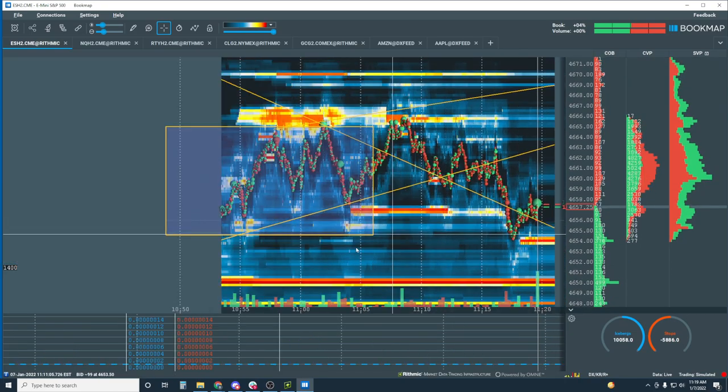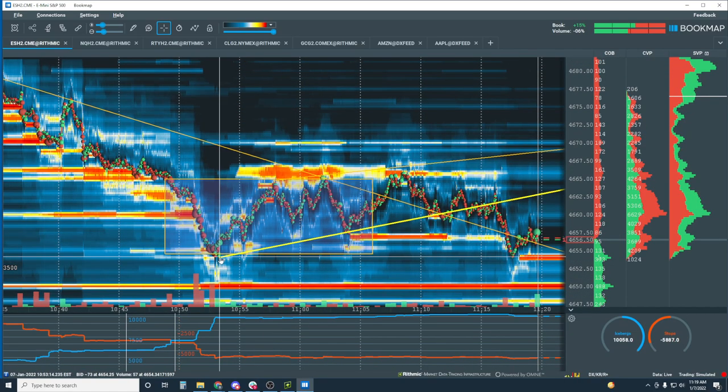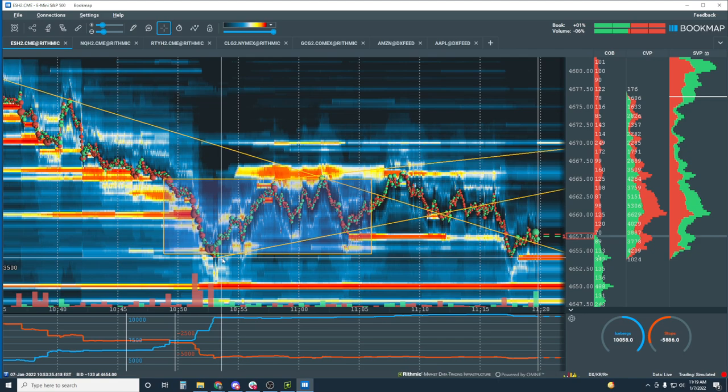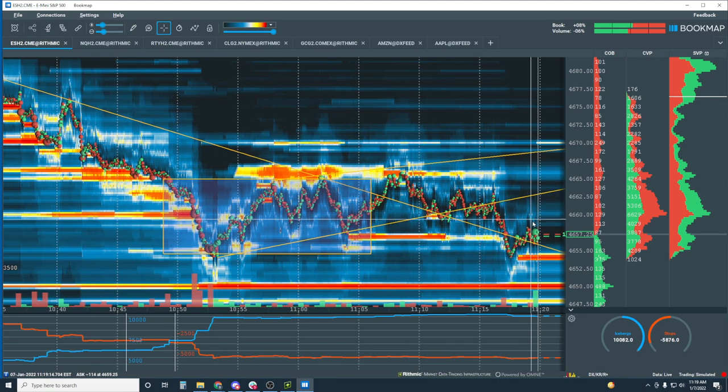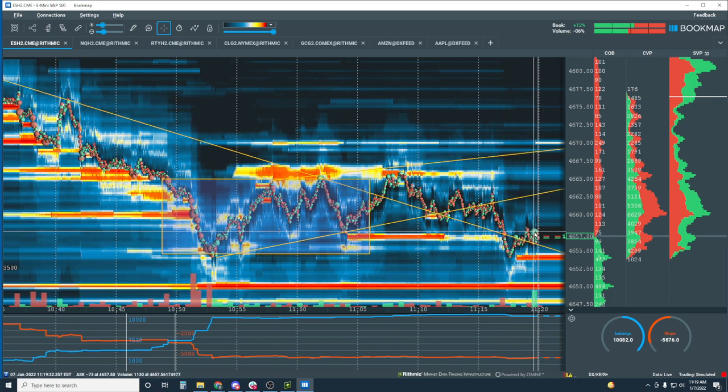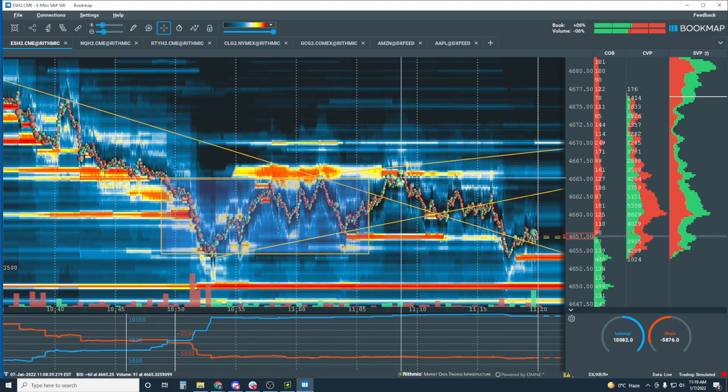Did we just make an equal low here? Let's take a look. Yeah, kind of. Okay, I'd be really careful on this. We see the buyers starting to come in here, but very, very careful. We don't want to see buying here. We want to see it up here for this structure to break.